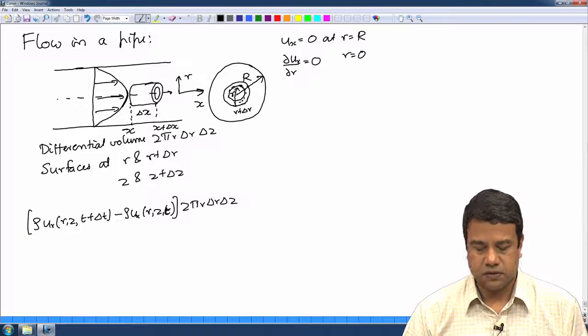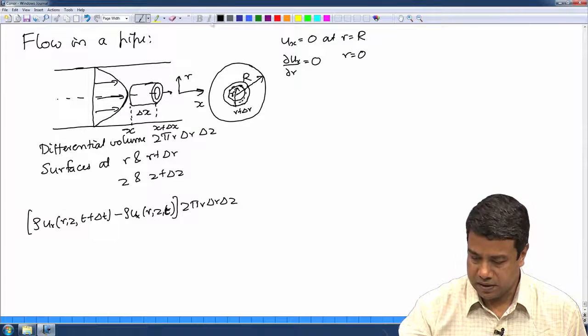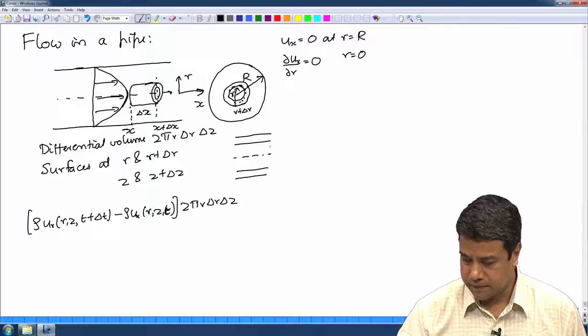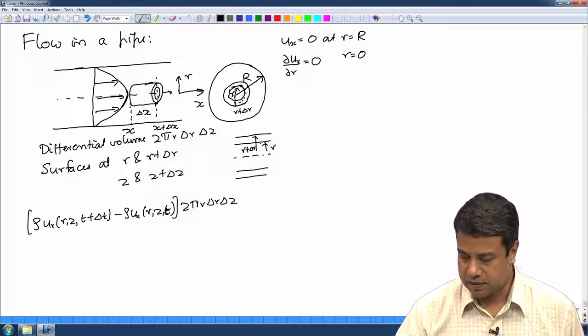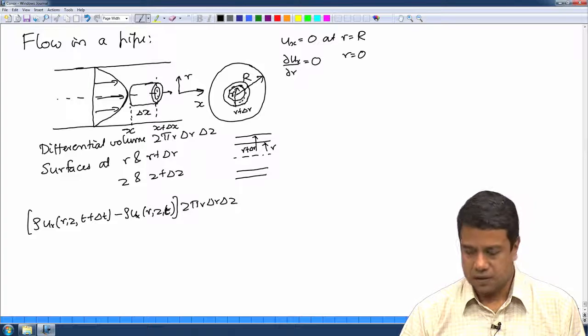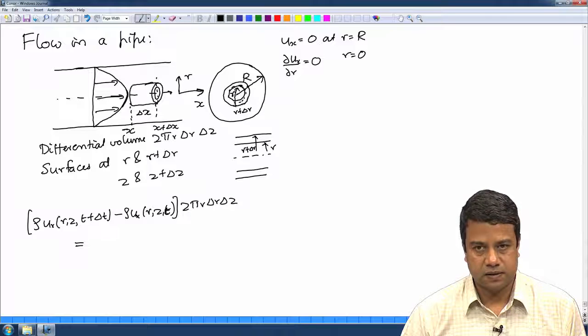Forces are acting at the surfaces r and r plus delta r. If I look at this differential volume, if I just cut a section through this, I have one surface at r and one surface at r plus delta r. What is the net force at the surface at r? This is going to be equal to the shear stress times the surface area at the location r.